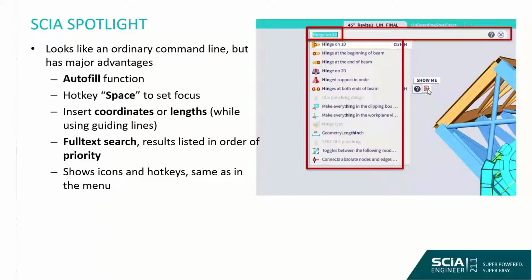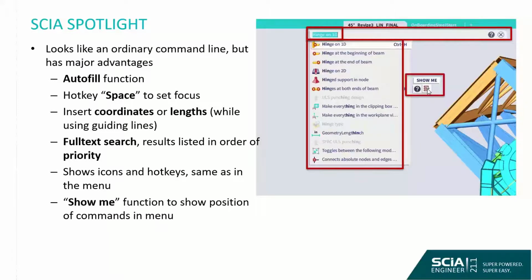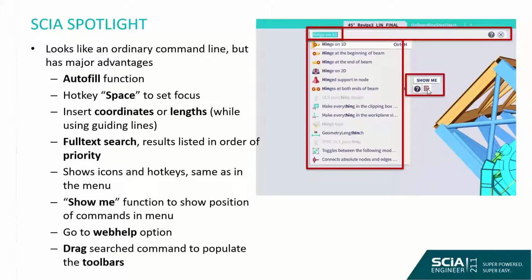Of course, with the SCIA Spotlight, exactly the same applies to the search results as with the menu. So it shows icons and hotkeys. You can change the hotkeys if you want, and you can also drag the commands that you found. If, for example, you are using some commands often and you found them through the Spotlight, you can drag them to your toolbar for future use, or you can assign a hotkey.